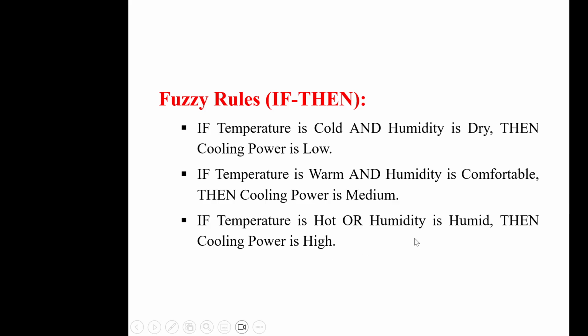But if this particular area happens to be the first, if this one is correct, humidity is humid, but temperature is cold. Hot, just because of hot, we are still going to have high. The condition that's going to make cooling power not to be high is when this particular one is false and this one is false. But these are the rules. That is, I'm going to show you how to build your fuzzy rule block.